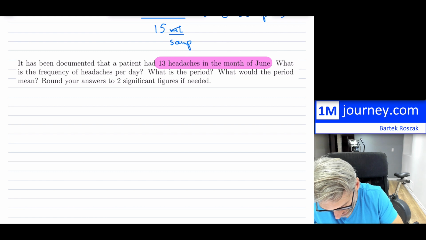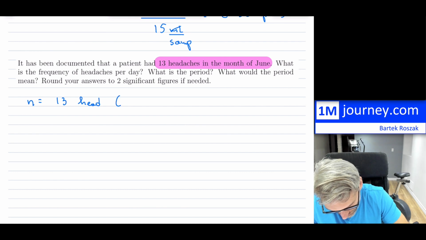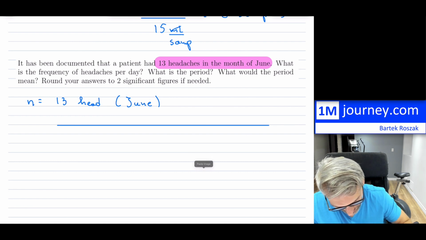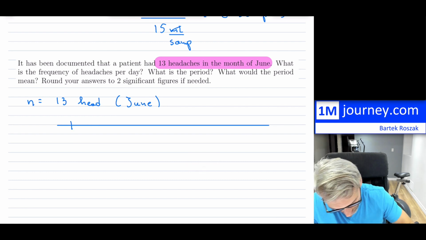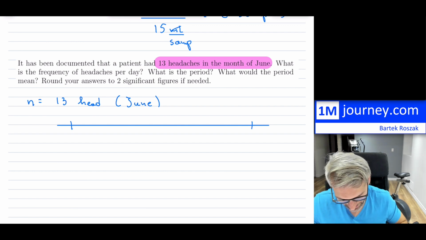So N, let's do that. 13 headaches, I'll just put head. Now in the month of June, so this is for the whole month. This stretches out, so this is a timeline, start of June, end of June. So we had 13 headaches in there.